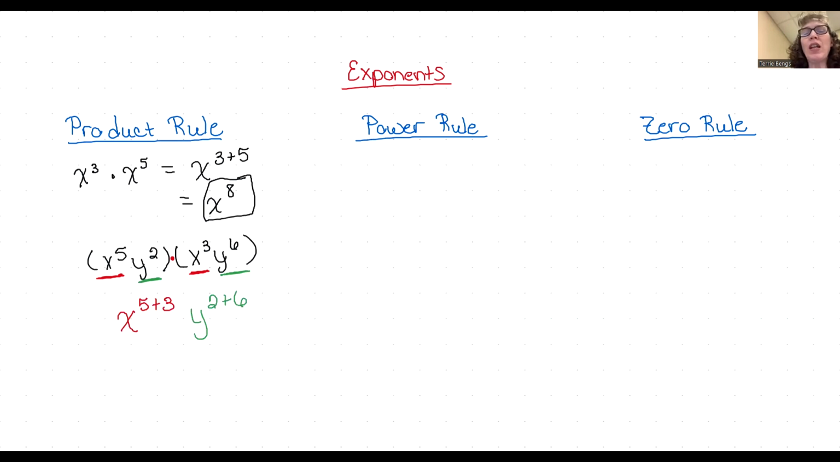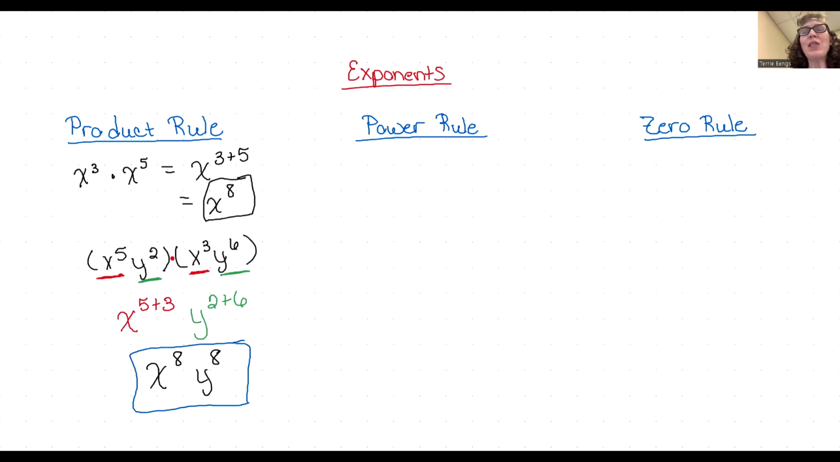So let's go ahead and finish this problem out, and we can say that x to the 5 plus 3 would just be x to the 8, and y to the 2 plus 6 would be y to the 8. So our answer here is x to the 8, y to the 8.